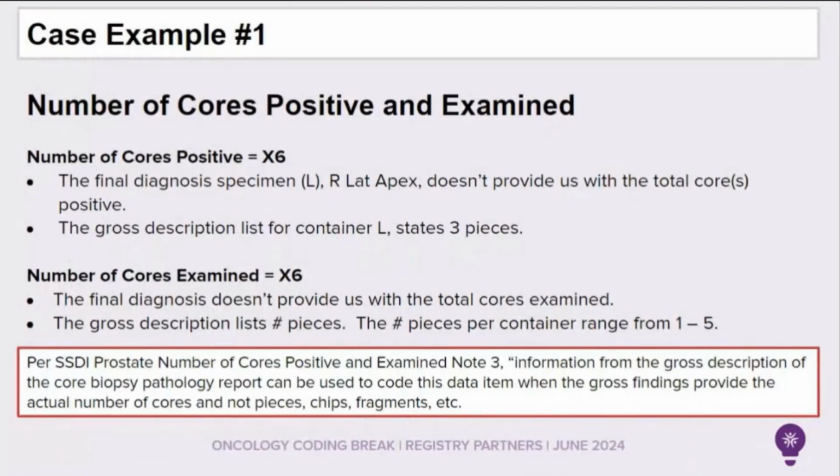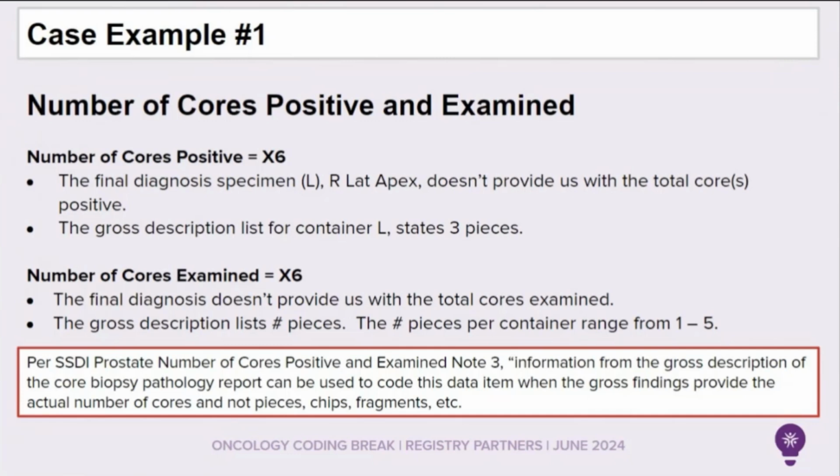So the number of cores positive and examined will be coded. The number of cores positive will be coded as X6. The final diagnosis, specimen L, right lateral apex, doesn't provide us with a total cores positive, and the gross description for container L states 3 pieces. The number of cores examined will also be coded as X6. The final diagnosis doesn't provide us with a total cores examined, and the gross description lists number of pieces, and the number of pieces per container range from 1 to 5.